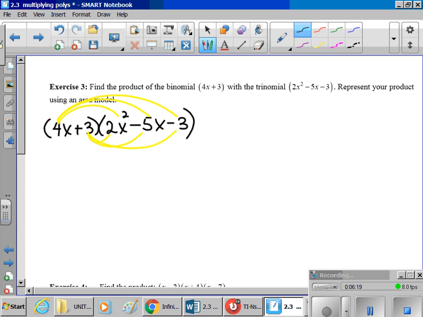So 4x times 2x squared is going to be 8x to the third power minus 20x squared minus 12x. And now we're going to multiply the positive 3 times 2x squared. And I'm going to right away make sure I'm putting my like terms together. That's not positive 3x squared.